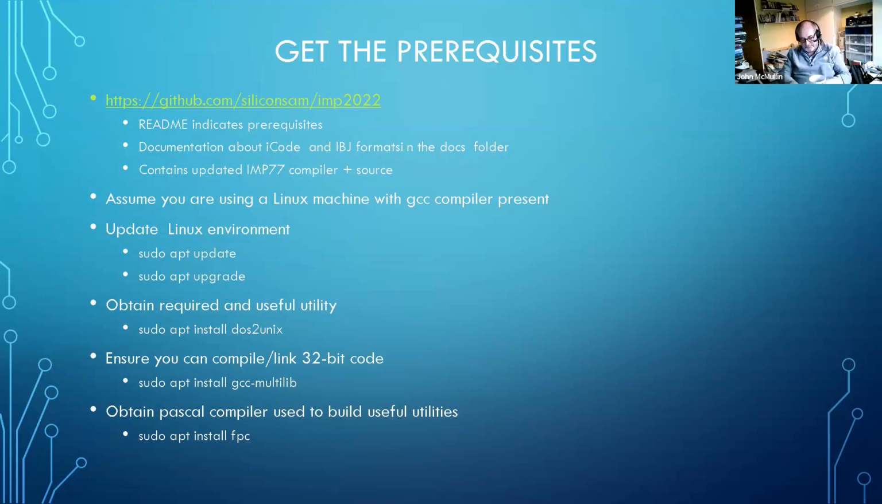Inside that repository, there's a doc folder which gives you information about the I code and the IBJ formats, as well as, currently, the 2 slide sets. It also contains the dreaded updated compiler and its source.